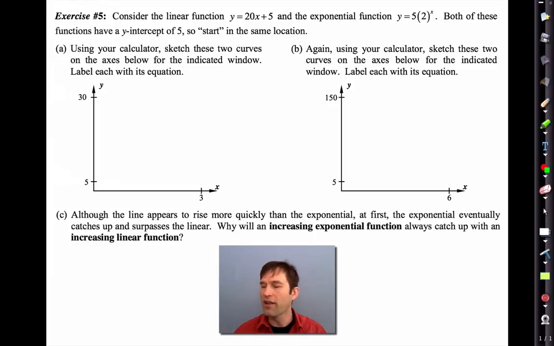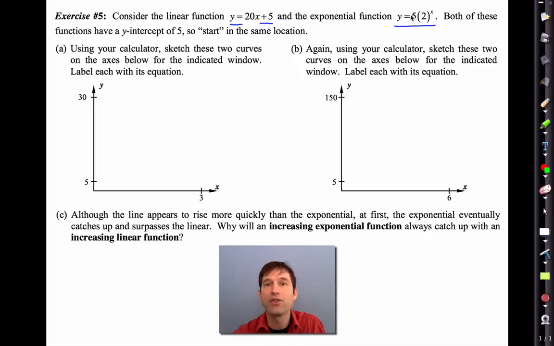So we're going to look at a linear function and an exponential function in this particular problem strictly on our calculators, and it's really cool. So we're going to take a linear function, y equals 20 times x plus 5, and I just really want to point out that 20 is its slope, and that's a pretty big slope. You're probably not used to actually graphing lines that have that kind of slope.